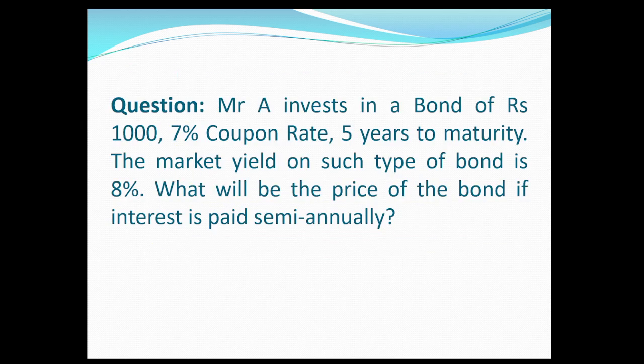So Mr. A invests in a bond of rupees 1000, 7% coupon rate, 5 years to maturity. The market yield on such a bond is 8%. So what will be the price of the bond if interest is paid semi-annually? Everything is the same, only I have taken interest as semi-annual. So how to do it? In the same way, periods 1 to 10, because now in 5 years we will get interest 10 times. So I have written 10 periods.